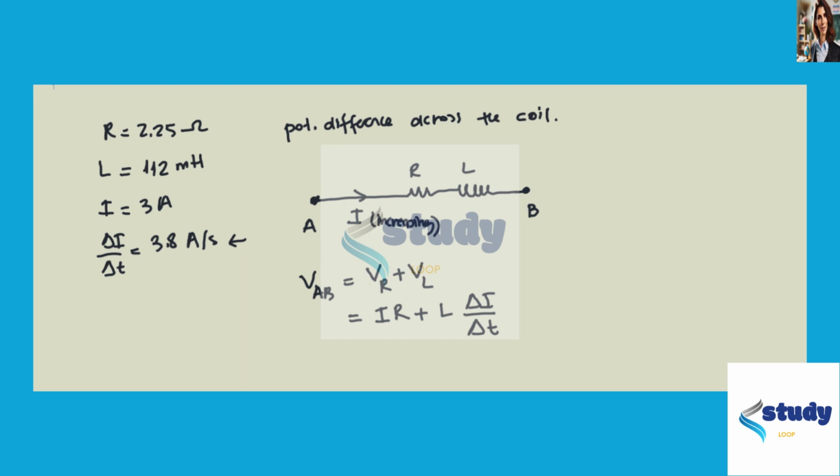So all we need to do is plug in for I, R, L, and the rate here. I is 3 amps, R is 2.25 ohms, plus the inductance is 112 millihenries. Let's convert that to henries. And then we have the rate, 3.8 amps per second. So from here, the potential difference across the coil is going to be equal to 7.18 volts.